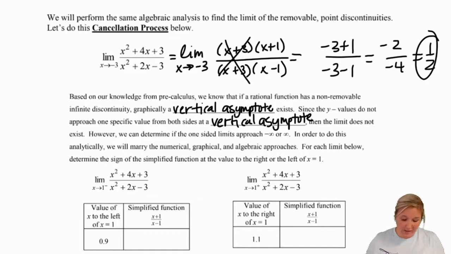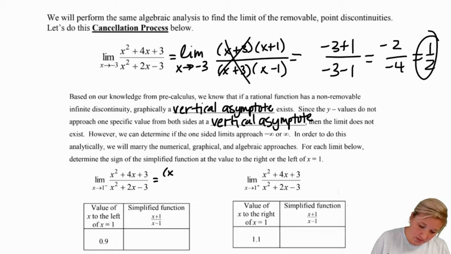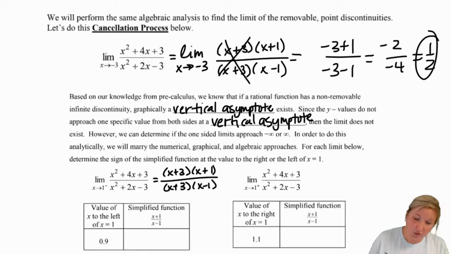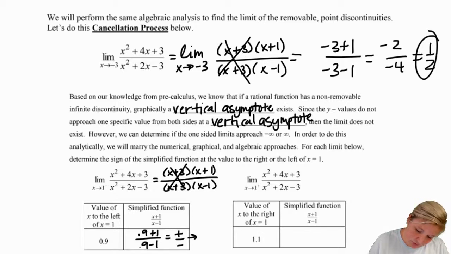So basically, remember we factored this to be x plus 3 times x plus 1. These two divided out. Don't say cancel. I might have said canceled earlier, apologize for that. Then the simplified form. We're going to pick a value to the left of 1 on the number line, so 0.9. And if we get a positive divided by a negative, then this is going to approach negative infinity.